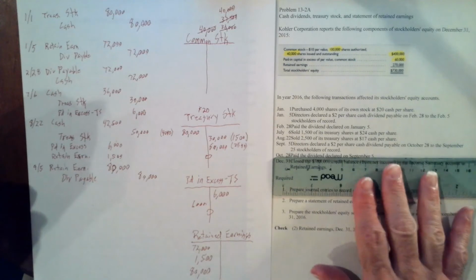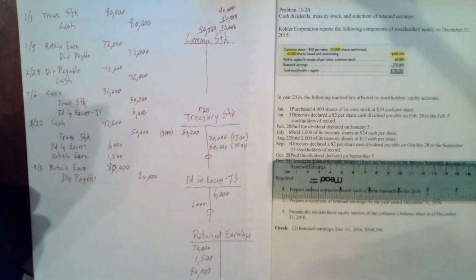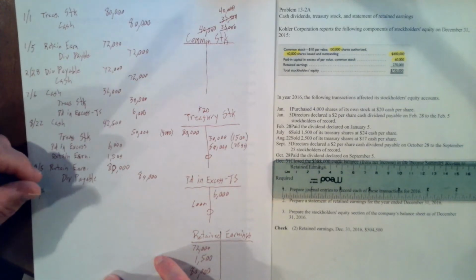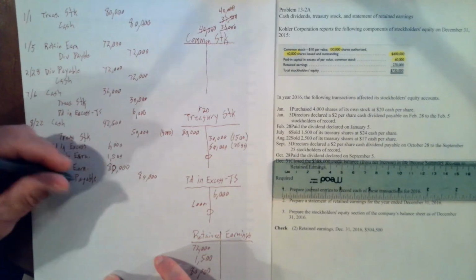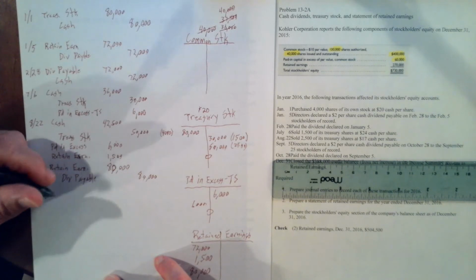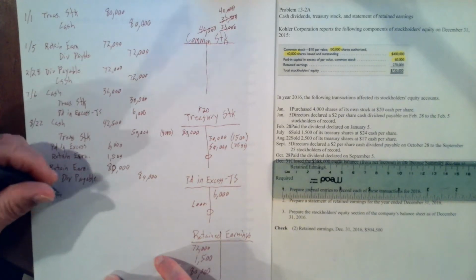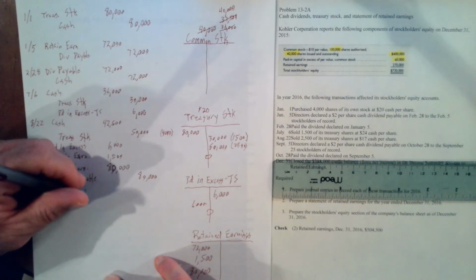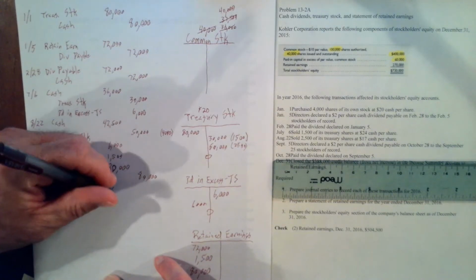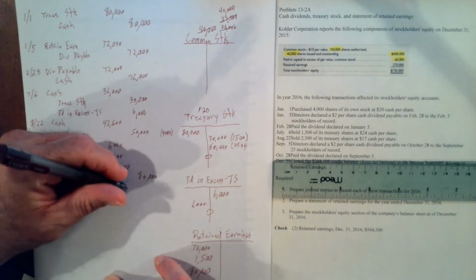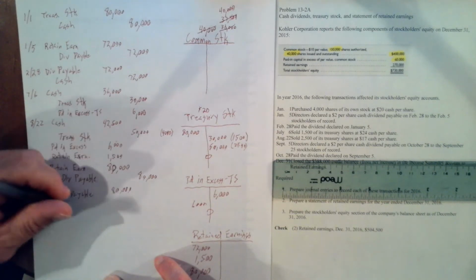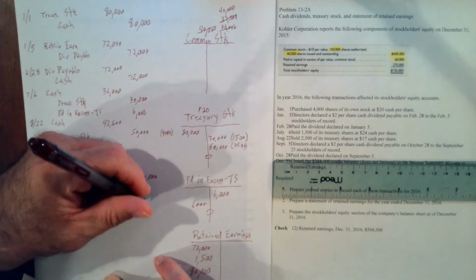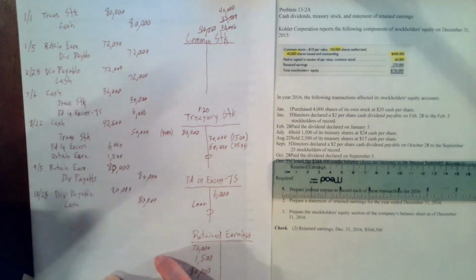And then October 28th, we make the payment of dividends to stockholders on record. So I'm going to decrease that dividends payable, $80,000, and I'm going to pay cash out to the stockholders on record. Okay.